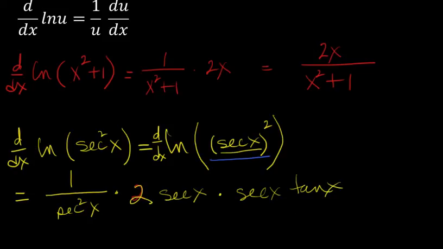So we have some canceling that will happen here in simplifying. Secant x times secant x is secant squared x. So both of these factors cancel with the secant squared, and our answer is simply simplified to 2 tangent x.